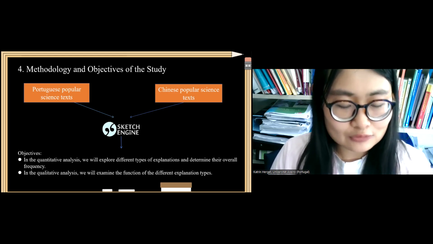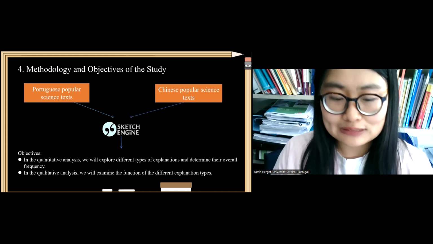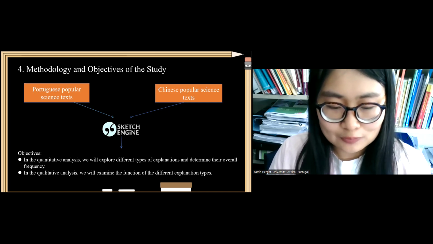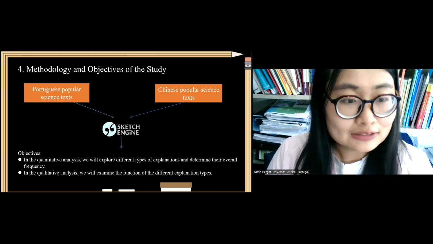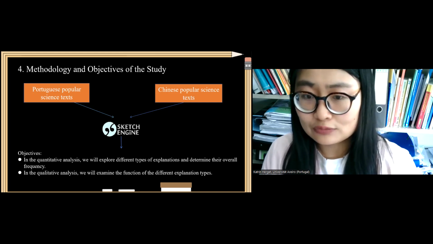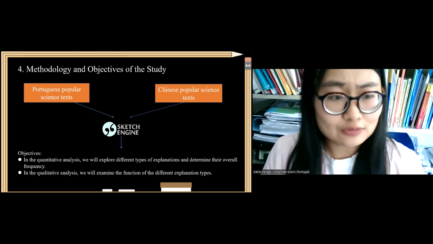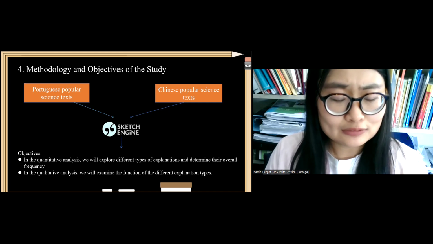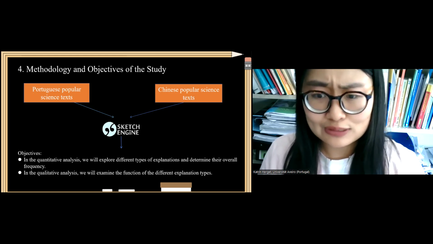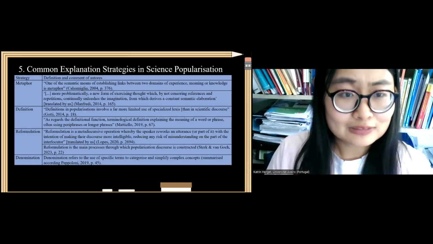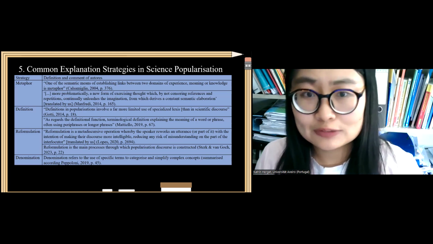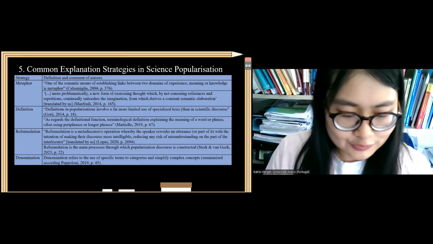The analysis of the selected texts in both languages involved qualitative and quantitative approaches. In the quantitative analysis, we'll explore different types of explanations and determine the frequency. In the qualitative analysis, we'll examine the function of the different explanation types. Next, I will present common explanation strategies in science popularization.